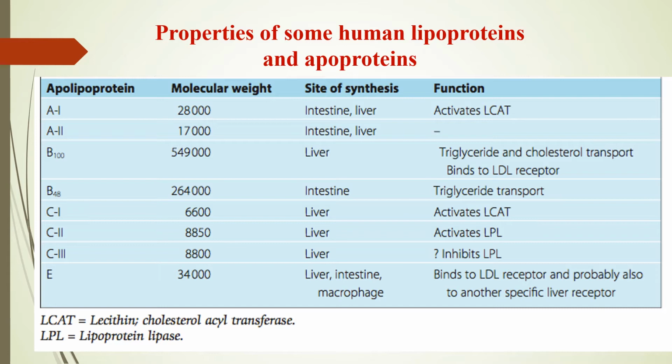The B100, which targets very low density lipoproteins that contain triglycerides and cholesterol to tissues by binding to the low density lipoprotein, and serves as a recognition particle for the receptor. And the ApoE, or apolipoprotein E, which is responsible for targeting very low density lipoprotein to tissues.